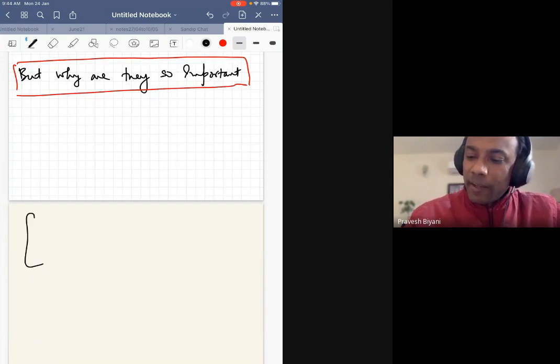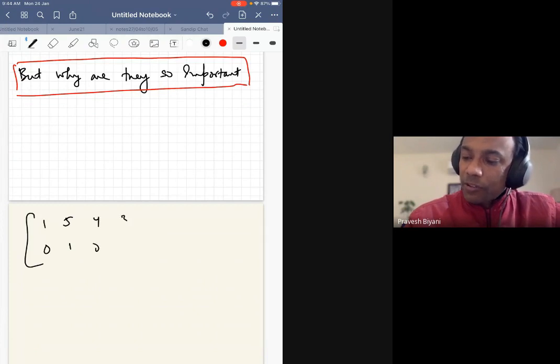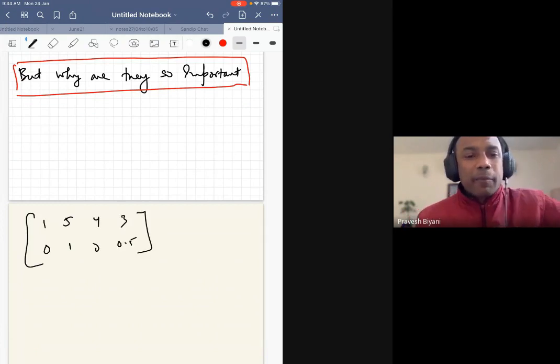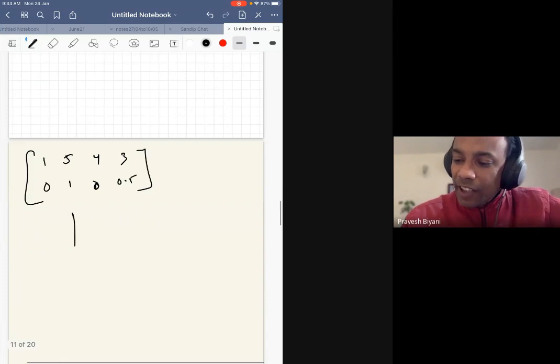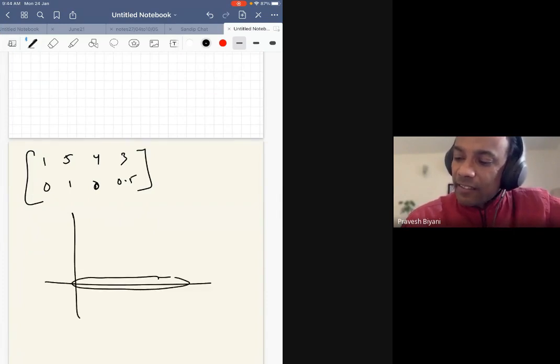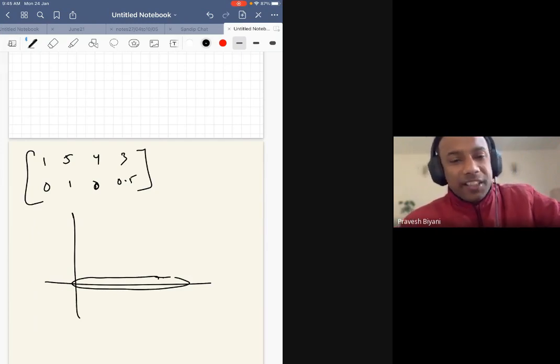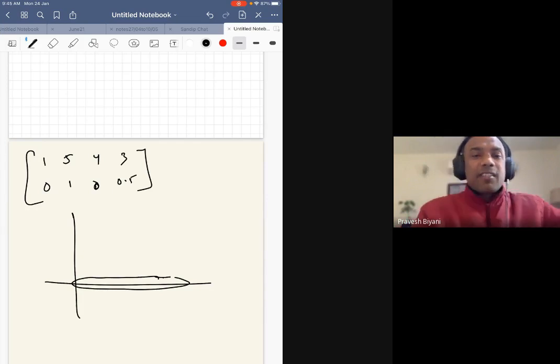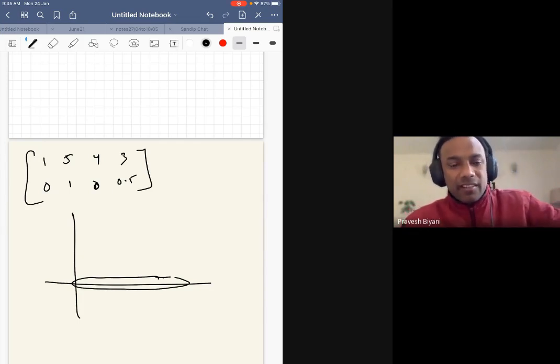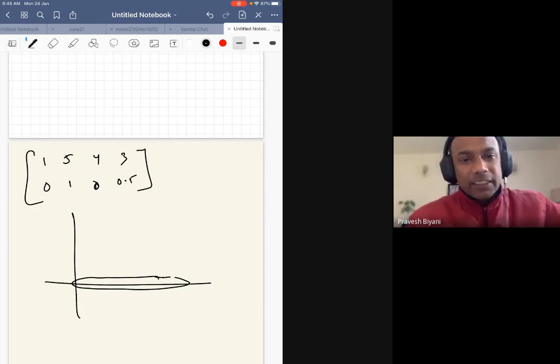I'm just giving a little bit of an example here. Suppose this is my data matrix: 1 0, 5 1, 4 0, 3.5. Do you see what I'm coming to? Do you see where these data points belong? All of them are sort of here, near the x-axis, right? Yes. So the idea of eigenvectors is to determine those directions where the data actually has the maximum energy, those directions, those spaces where your data lies.